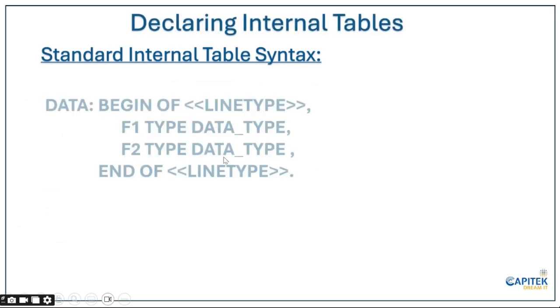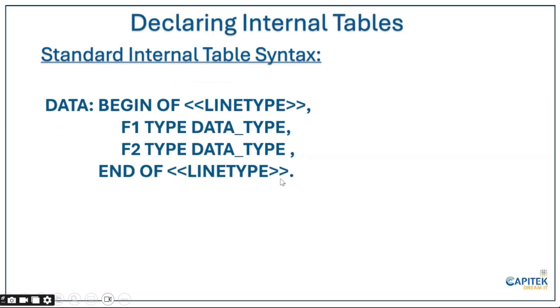Okay. So we'll say data begin of line type, field 1 type data type, field 2 type data type, and end of line type. So this is how the basic syntax looks. I have only taken the example of 2 fields, but if you want, you can take any number of fields inside it. There is no restriction in that.